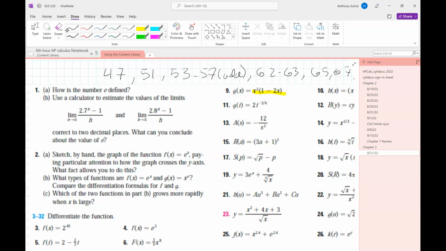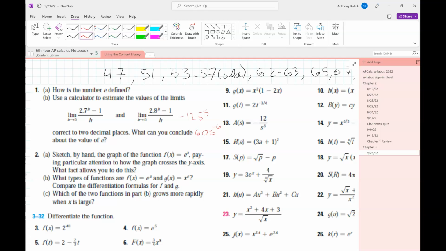Let's see. 15. What's the trick for 15? You'd have to FOIL it out first. No biggie. Yeah, so I would just think about it as negative 12s to the negative 5. So that becomes negative 12 times negative 5 is 60. And then I subtract 1. Cool.